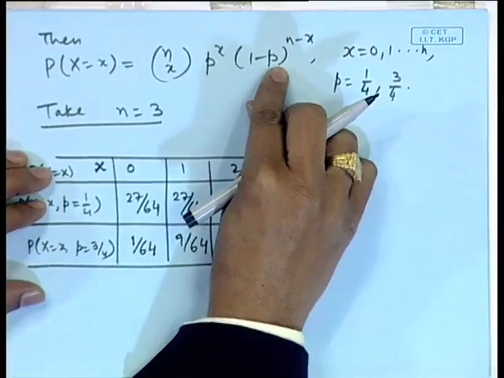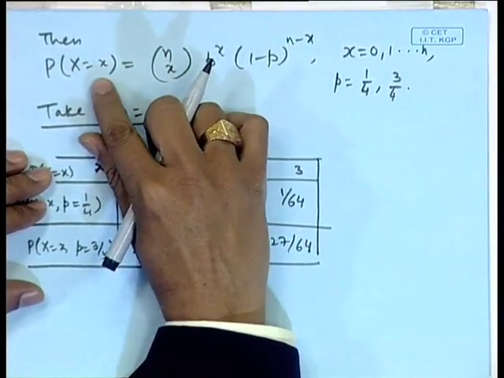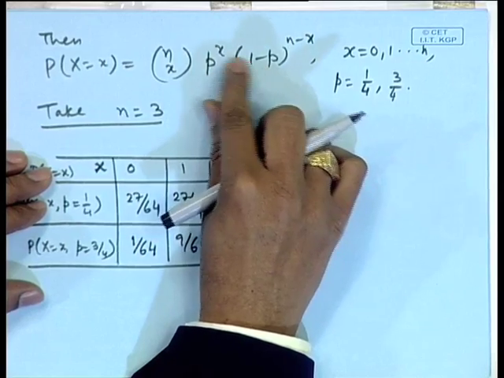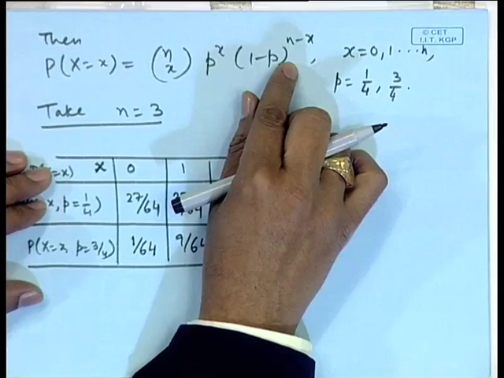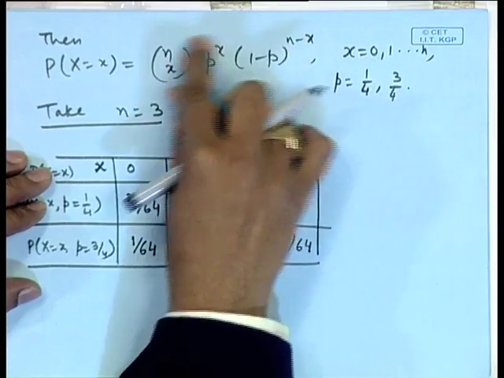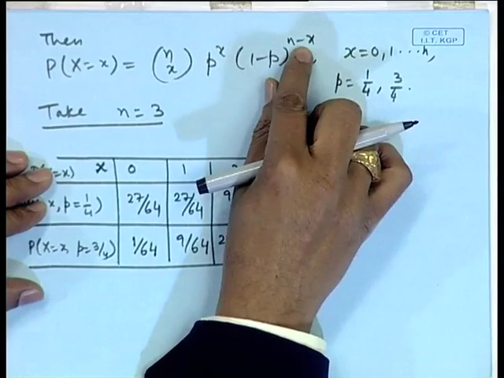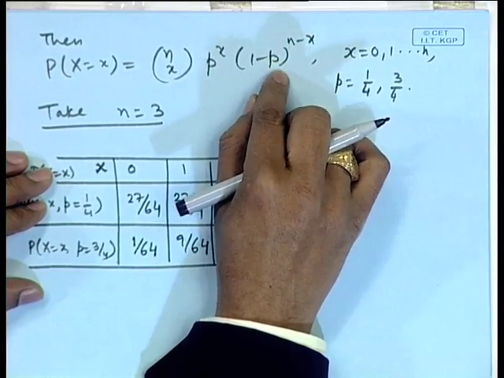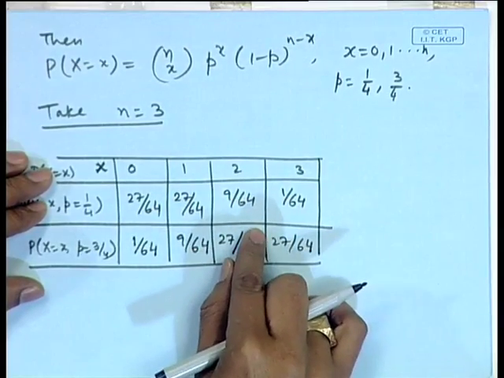So, what is nCx p to the power x, 1 minus p to the power n minus x? Actually, this is the probability mass function of the random variable x. Here, we consider p to be the unknown parameter and small x is the values of that random variable. Now, I am giving a different interpretation to this. I am calling it the likelihood function for different values of p, and I am looking at that value of p for which this is maximized.